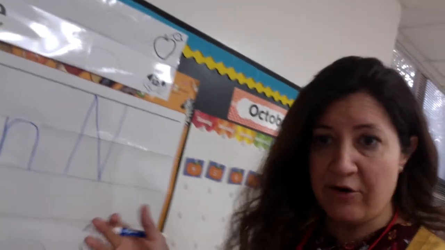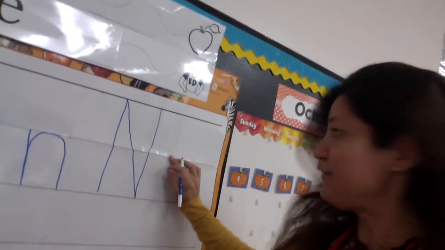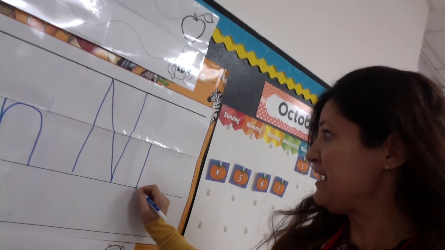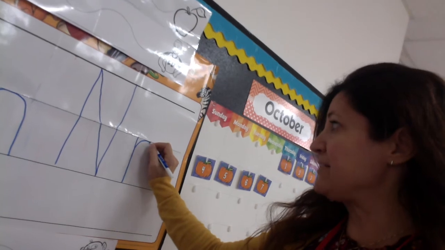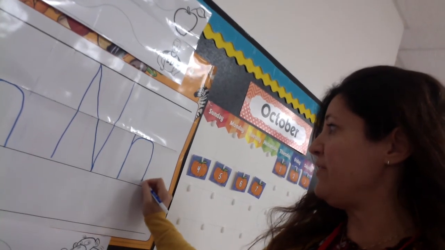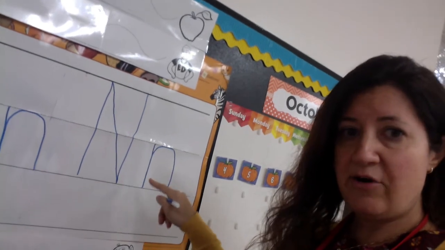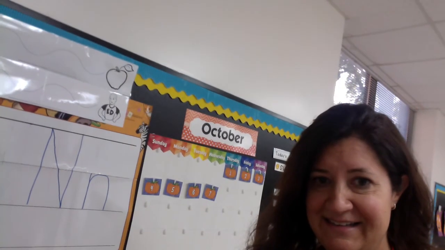It's just like that lowercase M, but only one hump this time. Okay, you're going to start at the plane line. And you're going to go all the way down to the grass line. You get to come back up again. You follow that same line. Go up back to the plane line. Do a curve. And go around. Uppercase N. Lowercase N. Okay. Good job.